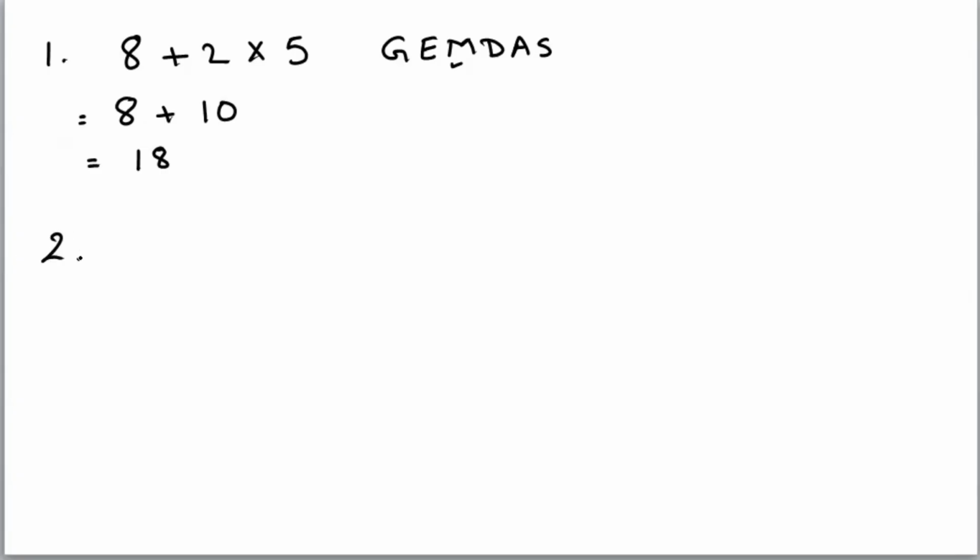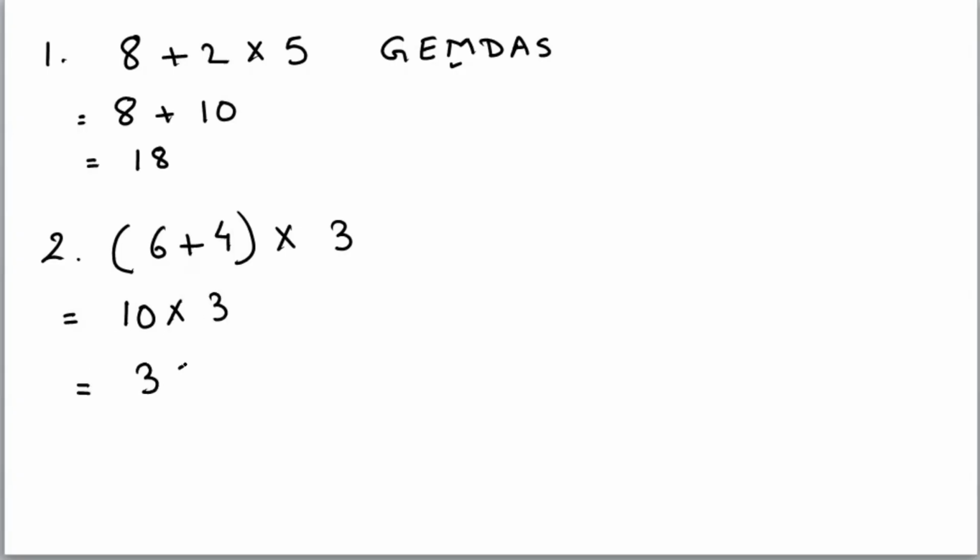Take another question. 6 plus 4, in brackets, times 3. Here, see, this is the grouping. These two are in the brackets. G represents grouping. It means we have to solve the grouping first. Then we go to the next operation. 6 plus 4 is 10, times 3. Then we do the multiplication. It will be 30. This is our final answer.